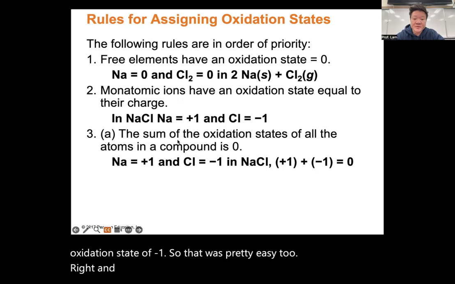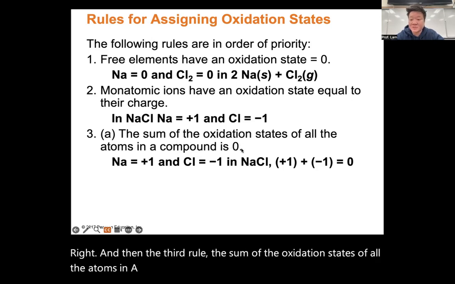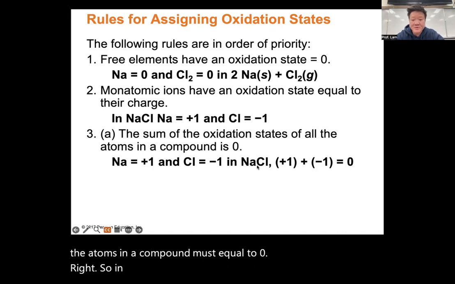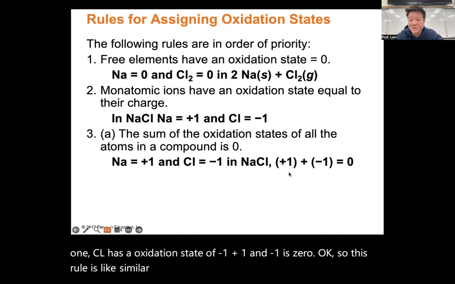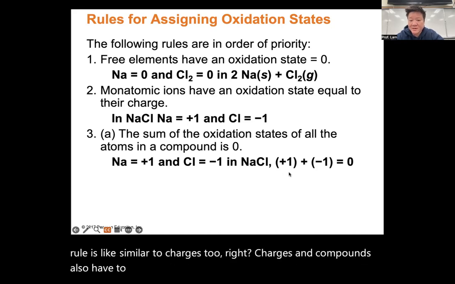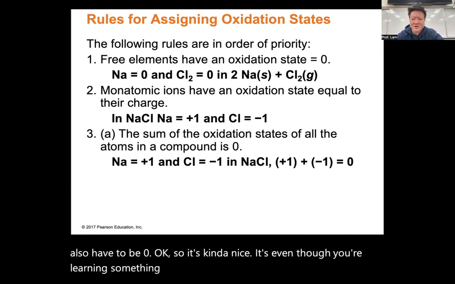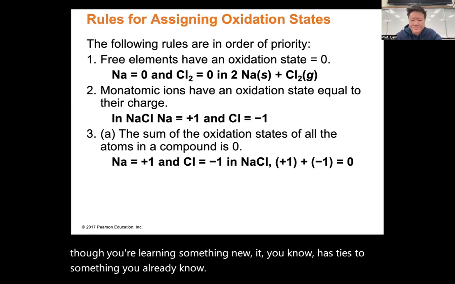And then the third rule: the sum of the oxidation states of all the atoms in a compound must equal 0. So in NaCl, for example, Na has an oxidation state of +1, Cl has an oxidation state of -1, and +1 and -1 is 0. This rule is similar to charges too. Charges in compounds also have to sum to 0. So it's kind of nice. Even though you're learning something new, it has ties to something you already know. It's the same logic, which is nice.